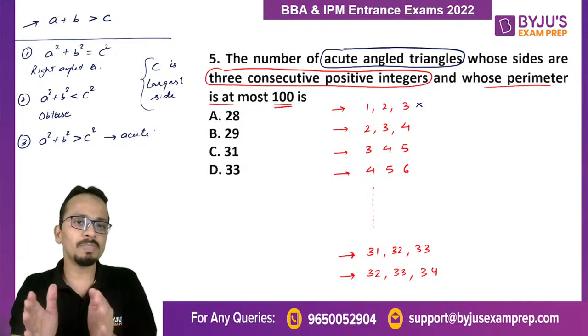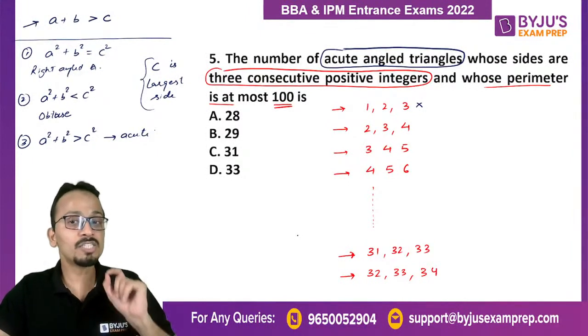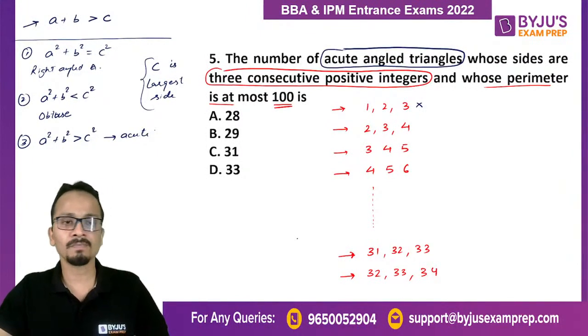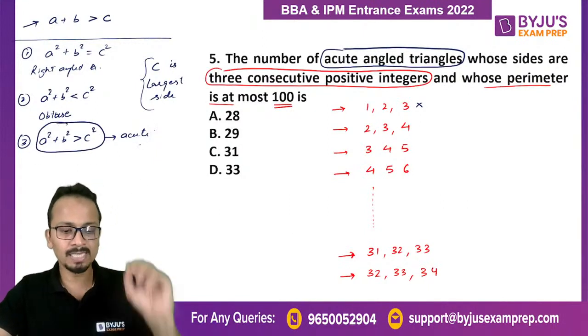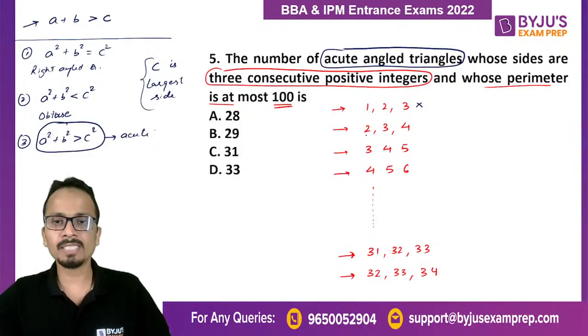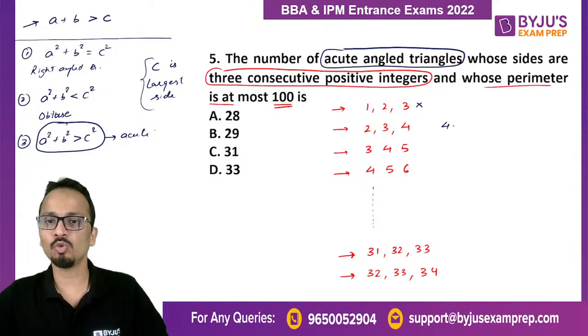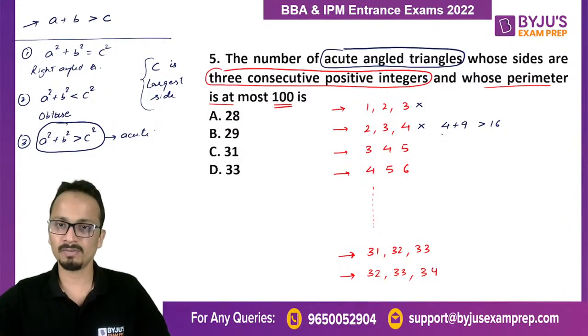So a square plus b square, that means the sum of the squares of the two smaller sides. If it is greater than the square of the third side, then I can say that this will satisfy the condition for an acute angle triangle. Now in this case, 2 square plus 3 square, is it greater than 4 square? No, it is not. 13 is not greater than 16. So this is a triangle, but this is an obtuse angle triangle.